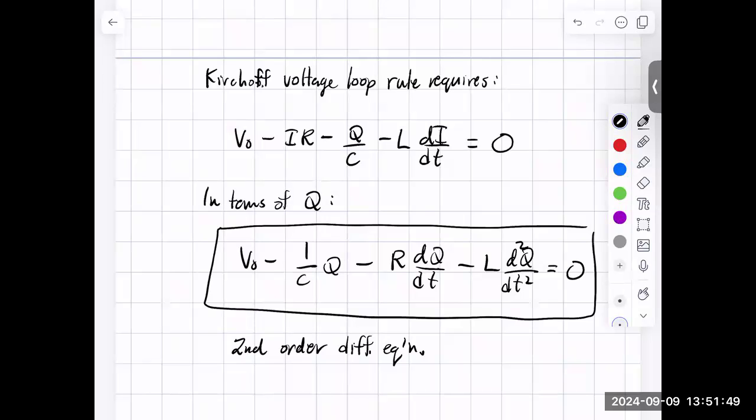What we'll do is we'll start with the simpler case of just a capacitor and a resistor, and we'll solve that one. And then I'm going to try to convince you that you already know the solution to the circuit that includes the inductor. All right.